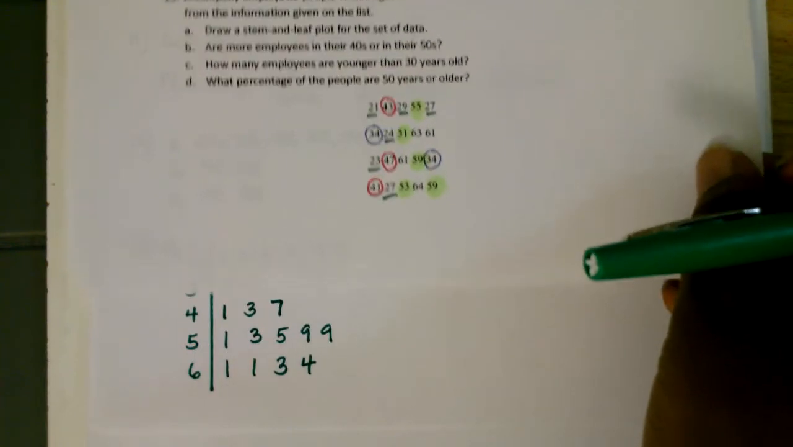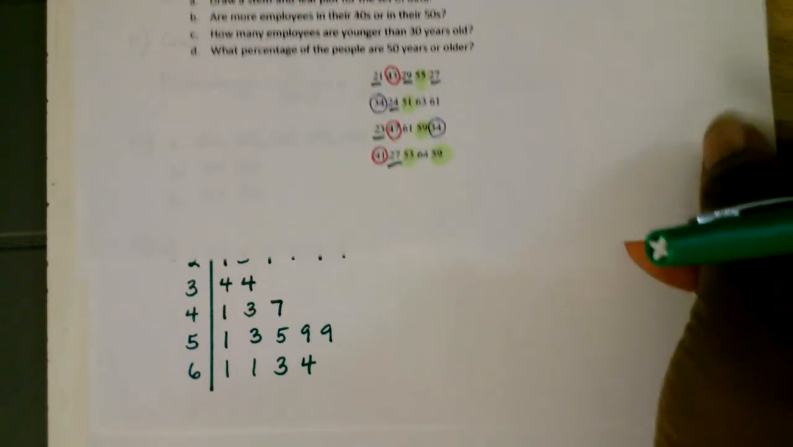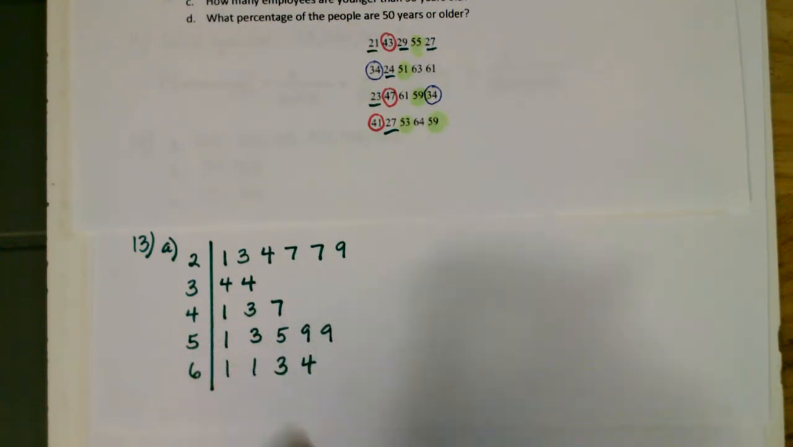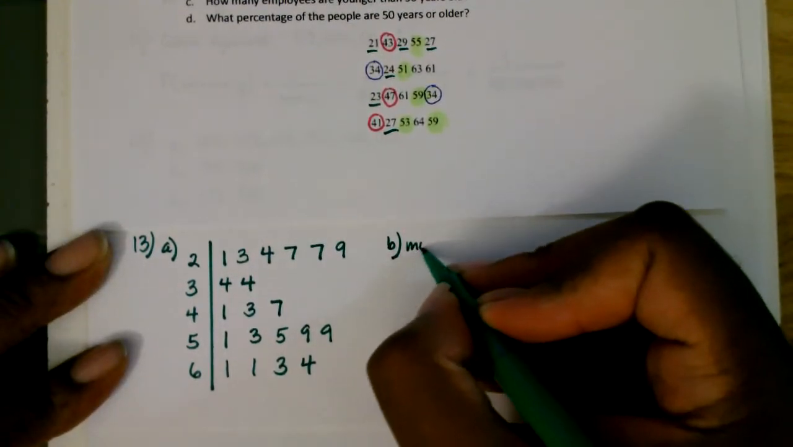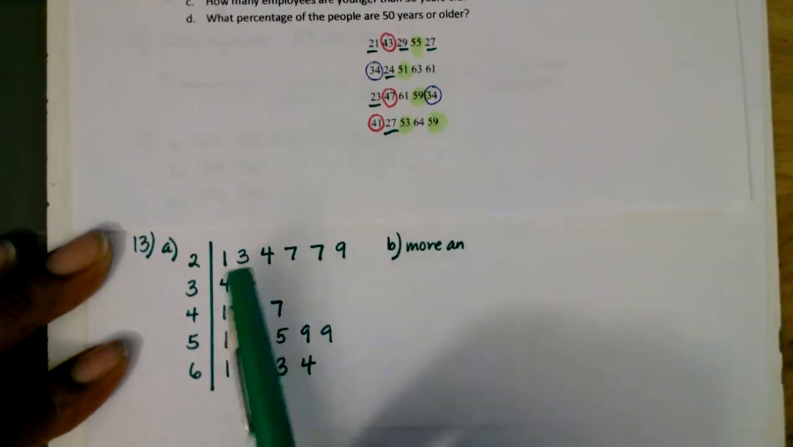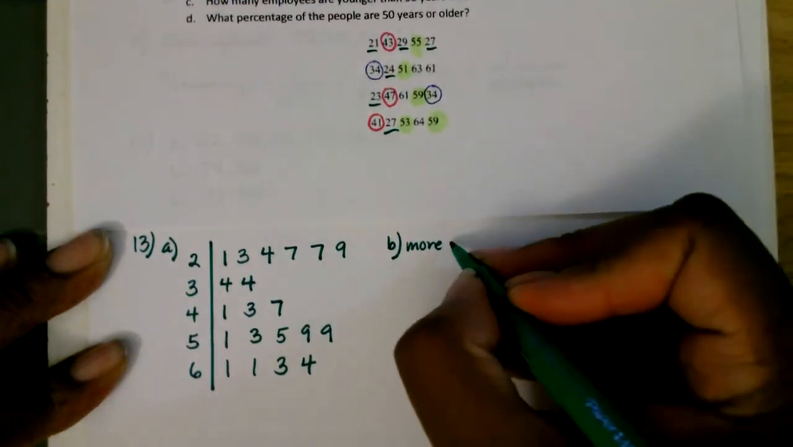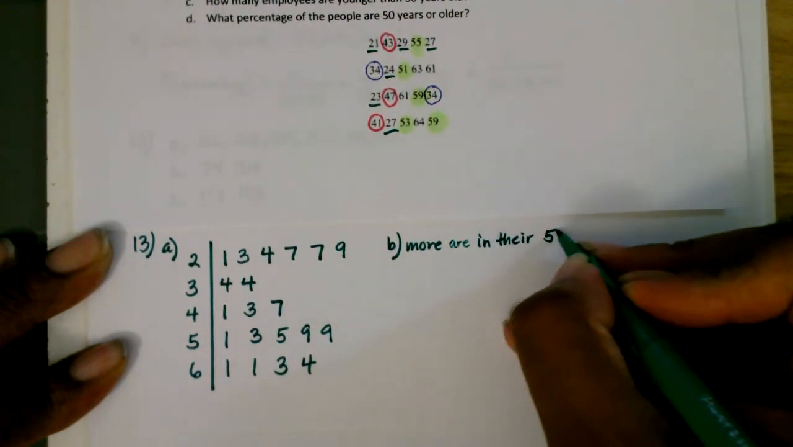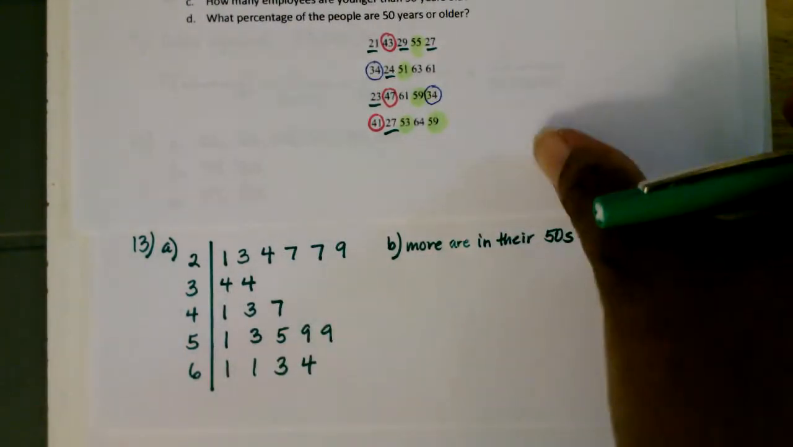All right, so we're going to use that to answer parts B, C, and D. In part B of number 13, are more employees in their 40s or in their 50s? Well, there are 3 people that are in their 40s and 5 people are in their 50s. So we can say here that more are in their 50s. More employees are in their 50s. So that's going to be part B.